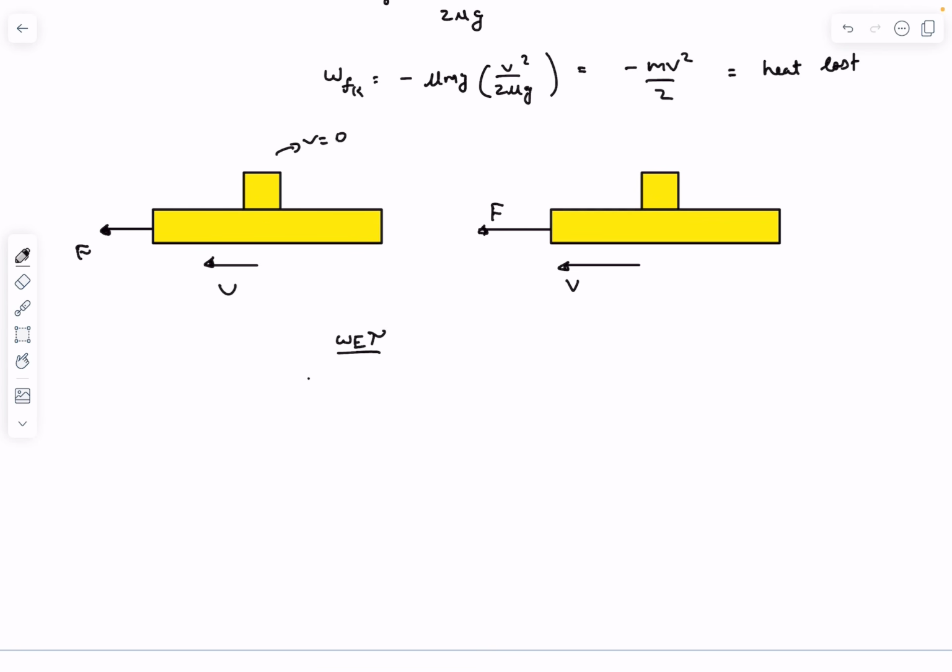The work done by all the forces includes the external force F and the internal forces. Internally, we know that kinetic friction does a work of minus m v squared by 2. So this is the work done by kinetic friction, and this would be equal to the change in kinetic energy of the system. The kinetic energy of the plank did not change, but the speed of the block increased by a value of v. So the change in kinetic energy of the system is half m v squared. From here we can figure out that the work the external agent has to do is m v squared.